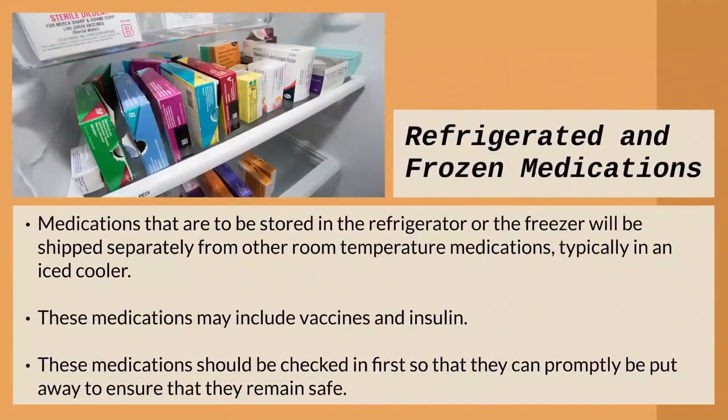Starting with refrigerated and frozen medications, medications that are to be stored in the refrigerator or the freezer will be shipped separately from other room temperature medications, typically in an iced cooler. These medications may include vaccines as well as insulin. They should be checked in first so that they can be promptly put where they're supposed to be to ensure that they remain safe. So you want to get them to a cold temperature immediately, as soon as you get that inventory in, so that they don't start to go bad.